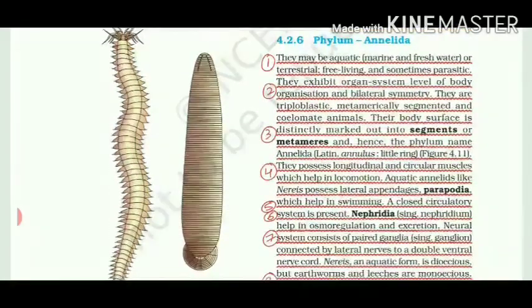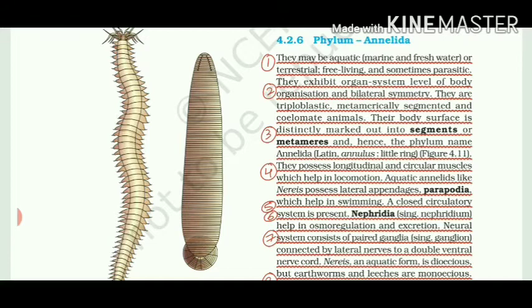Now let's talk about the 6th phylum called Annelida. You must have seen earthworms around your surroundings whenever rain comes, or leeches. Leeches are those organisms that suck blood from the human body or any other organism where they are attached. And the very peculiar feature that you can see from the diagram is that they have a segmented body.